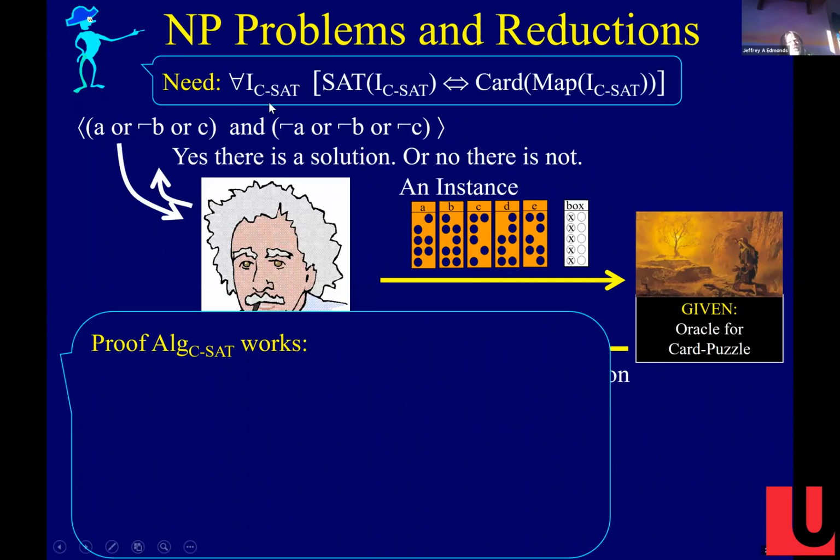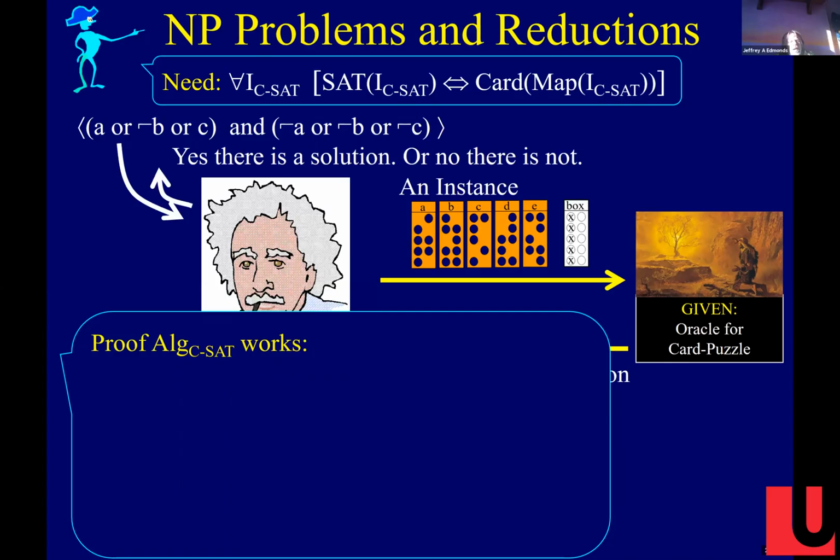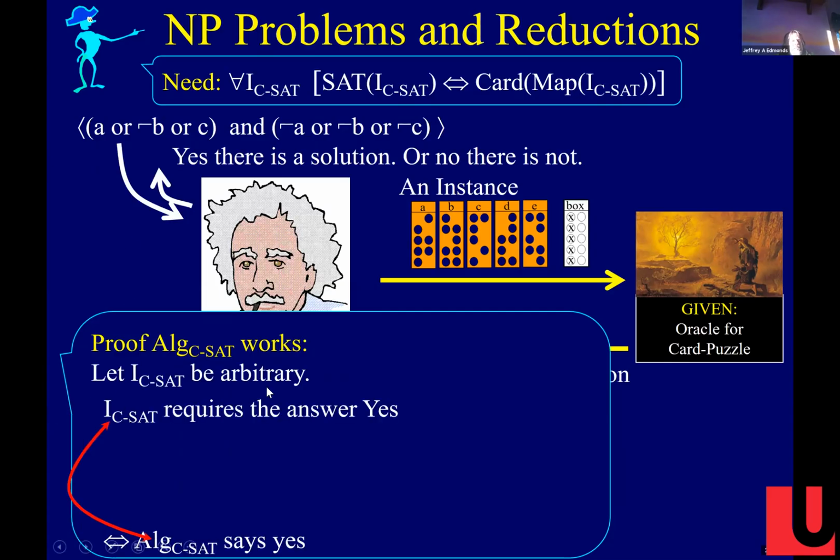Because here I want to prove that my algorithm works. I need to prove both: that if the input is a yes input, the algorithm will say yes, and also that if my input is a no input, then my algorithm will say no. And how do I do that one? I say, well, if the algorithm says yes, then the input's a yes. And if the input's a yes, then the algorithm says yes. That's where this if and only if comes in.